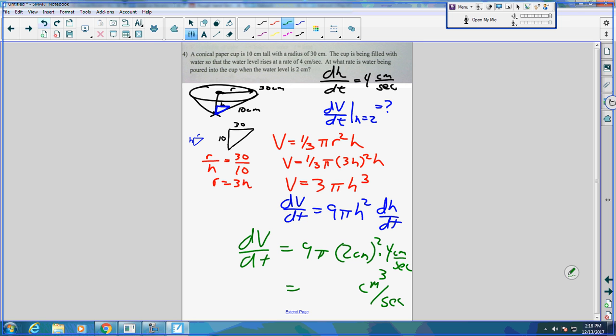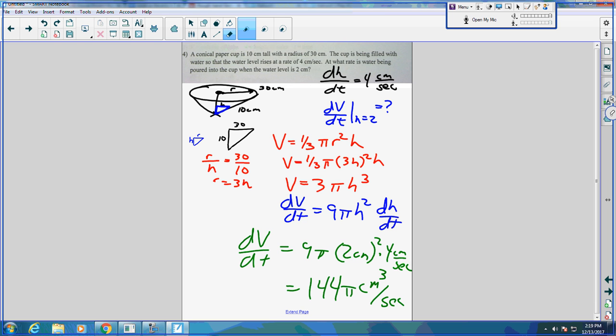4 times 4, 16 times 9. If it was 10, it'd be 160. Take away 16. How about 146 pi? Did someone else get that? Or did I make a math mistake? I don't know. Let me check 16 times 9. Oh, how about 144? I wrote 146. I think I made a math mistake there. 16 times 9. How about 144 pi? Does that look better? And cubic centimeters per second.